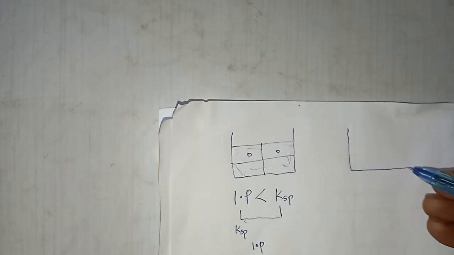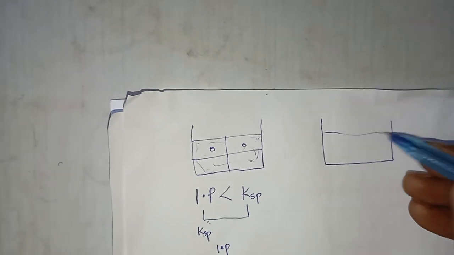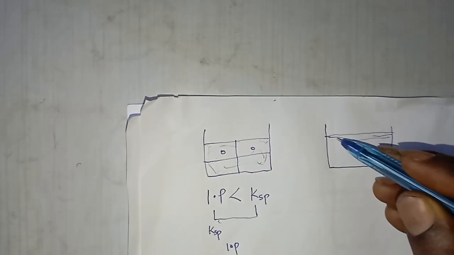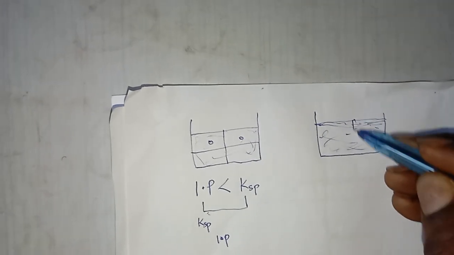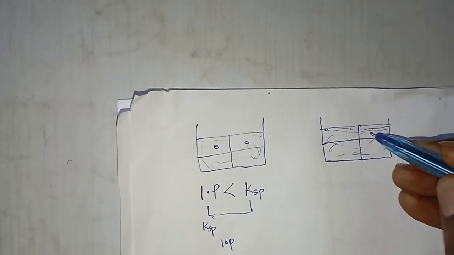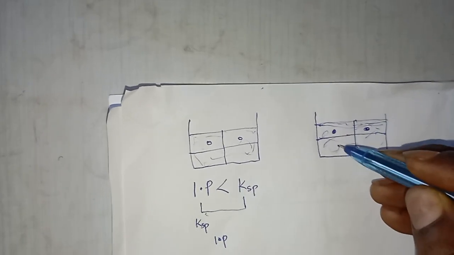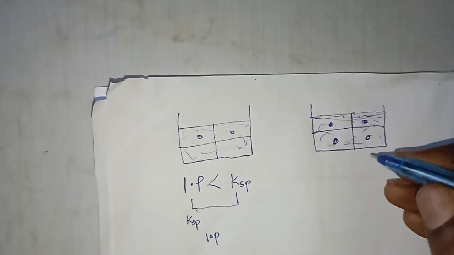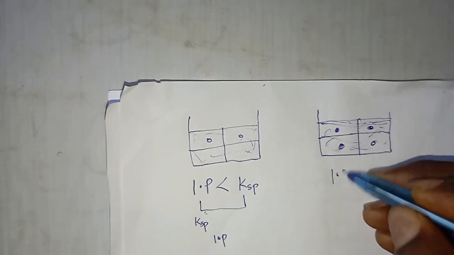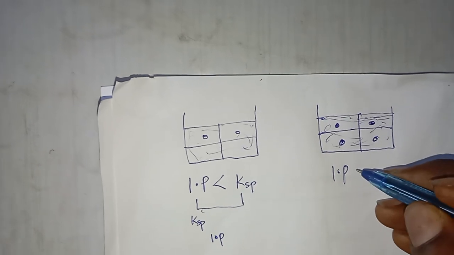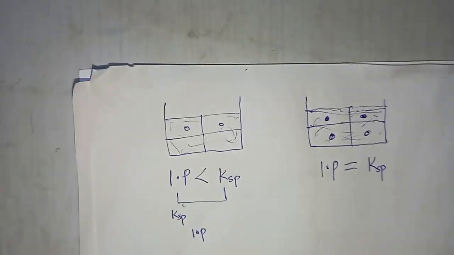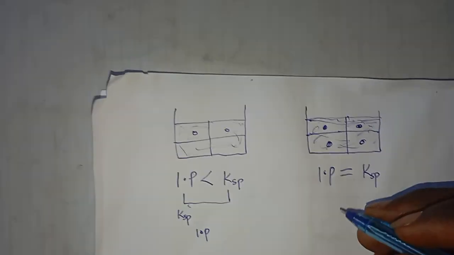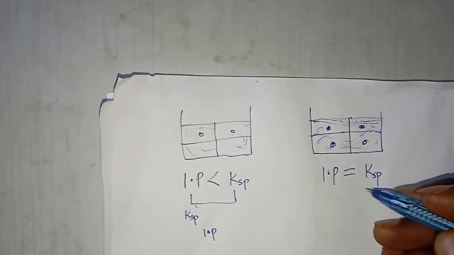Now, at the point where I have, for example, this, let's say this is water again. And at some point I add solutes in this, and they come and occupy the whole solvent. At this point, I say that the ionic product that will form from the solutes here will be equal to the KSP.